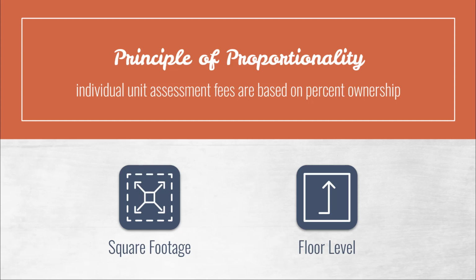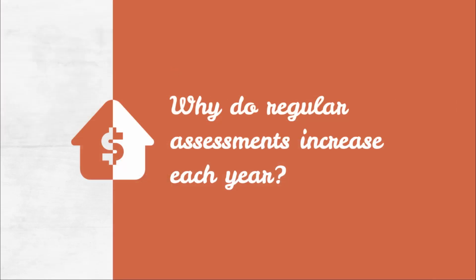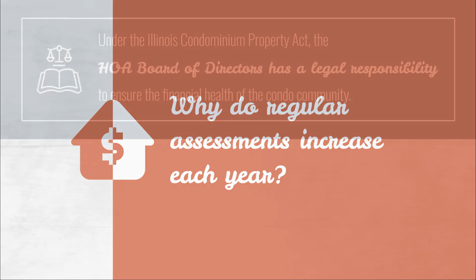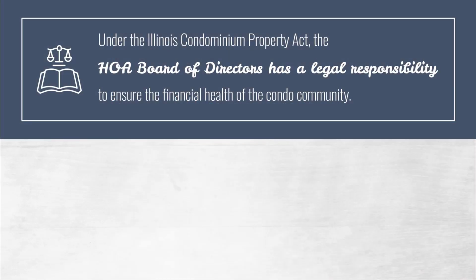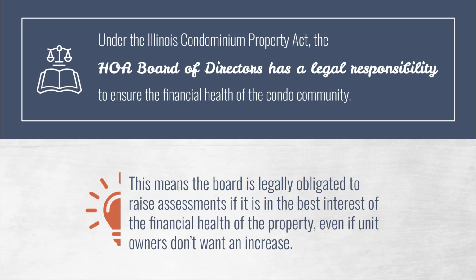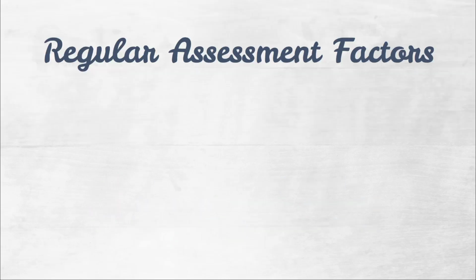A common question that comes up is, why do regular assessments increase each year? This is due to several underlying reasons, all aimed at ensuring the financial health and sustainability of the community. Under the Illinois Condominium Property Act, the HOA Board of Directors has a legal responsibility to ensure the financial health of the condo community. This means the board is legally obligated to perform their fiduciary duty to raise assessments if it is in the best interest of the financial health of the property, even if unit owners don't want an increase.